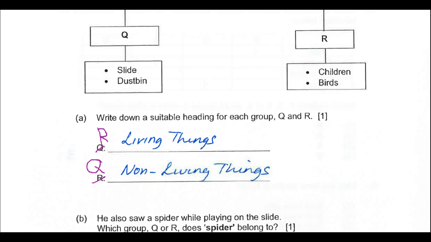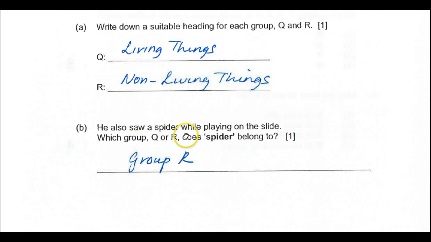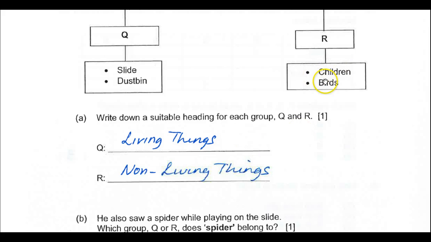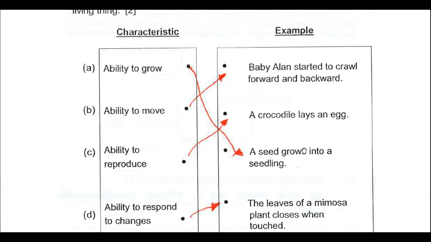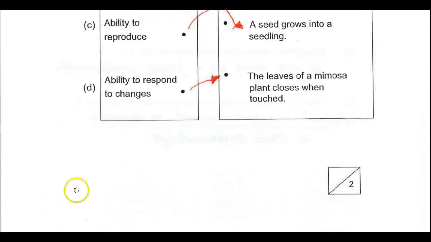Right, let's carry on. He also saw a spider while playing on the slides. The spider belonged to group R, living things. Now this is the answer. It is self-explanatory. You should be able to understand. Slowly pause the video and read. Right, most of you got it correct. Next.